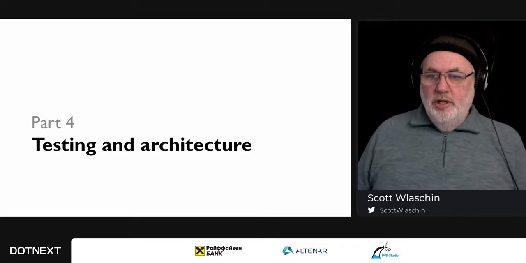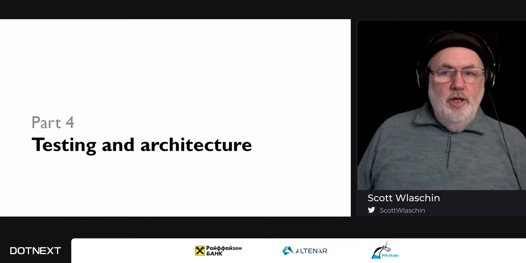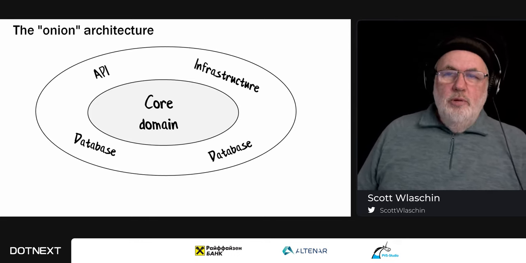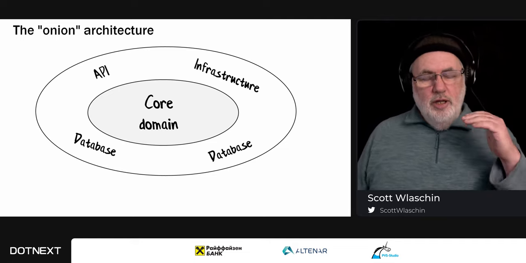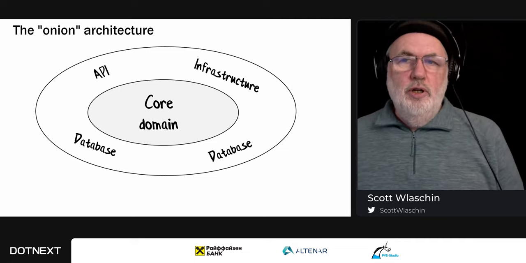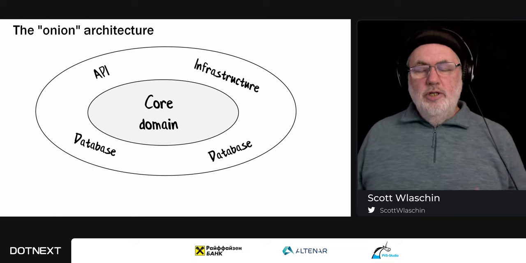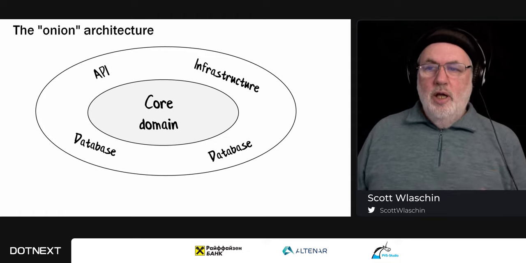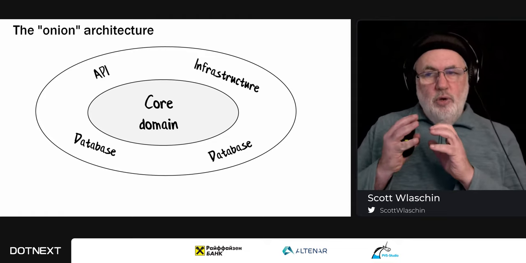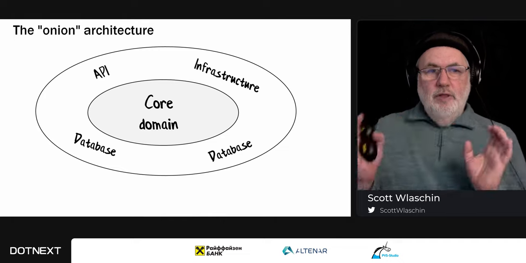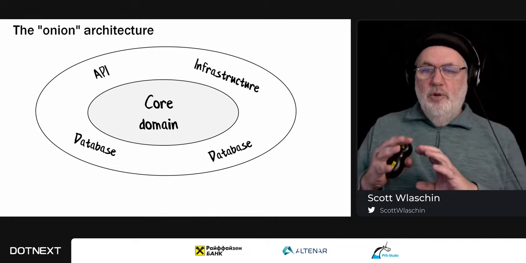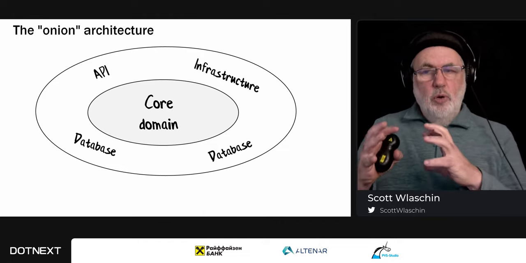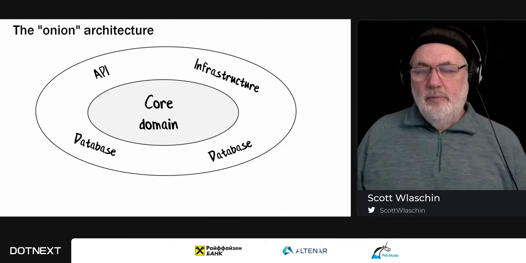So, testing and architecture. I said that I think it helps with this. I think the pipelines encourage good architecture, because the classic N-tier architecture is kind of old-fashioned now. The modern thing is to have the onion architecture or the clean architecture, ports and adapters, hexagonal. They all have something in common: you have your domain logic in the middle, and everything to do with the infrastructure or the outside world, the databases, all that stuff, that's on the outside. So you keep your core logic separate from the outside world.